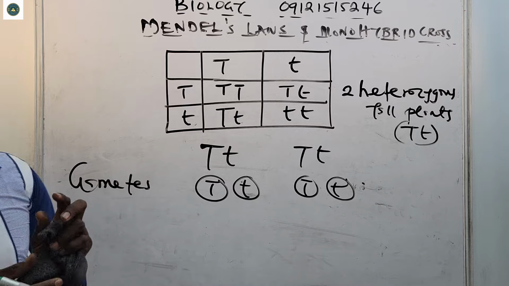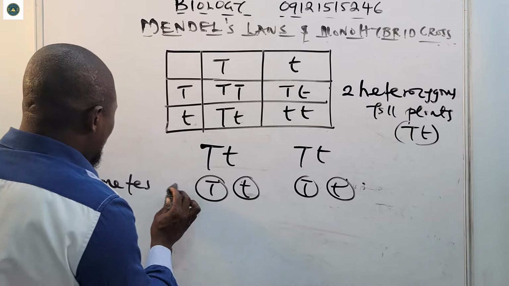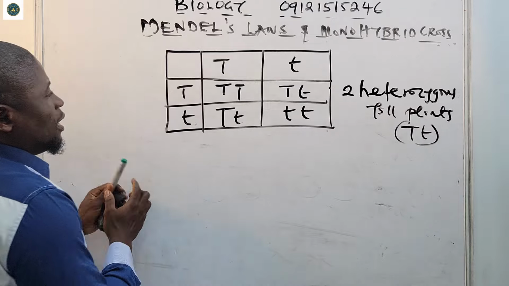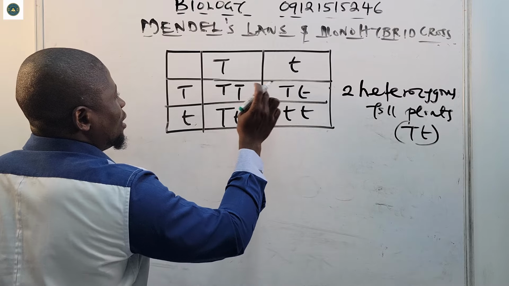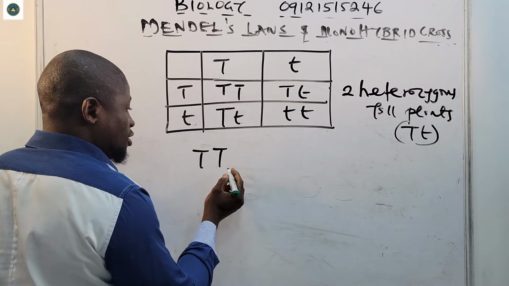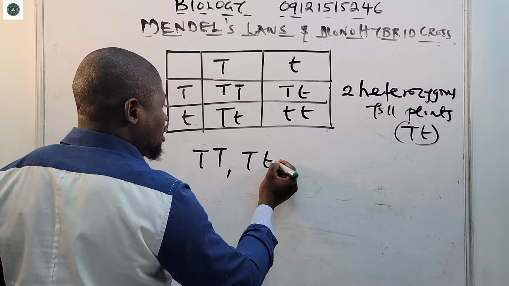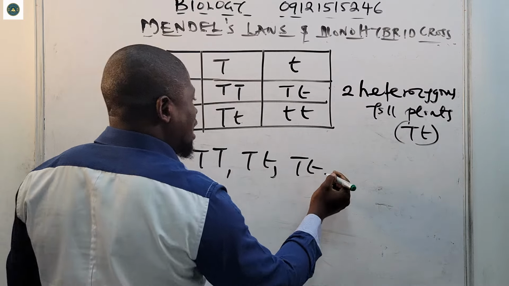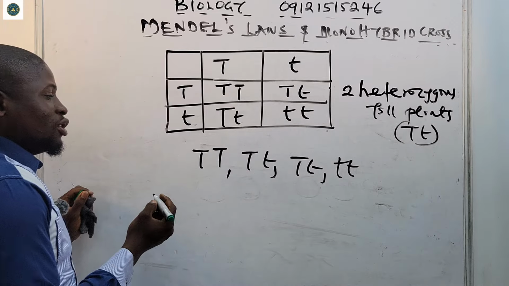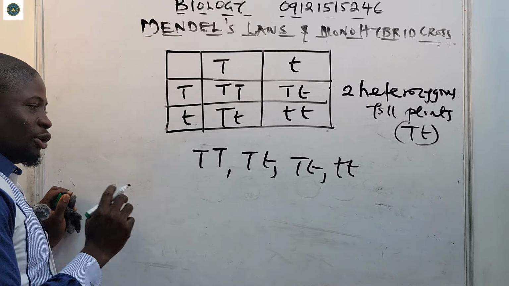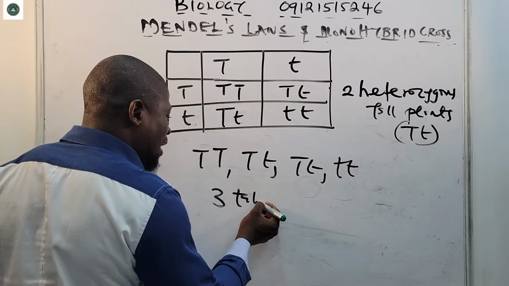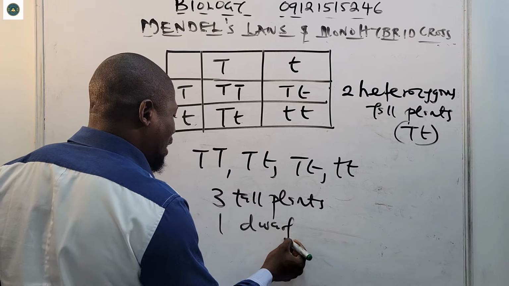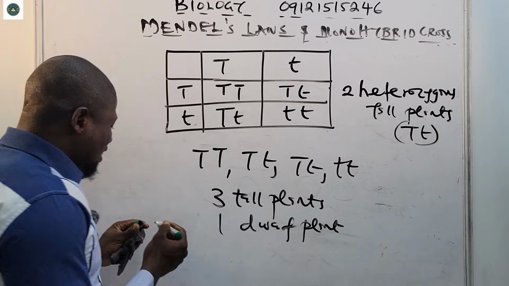So what do we observe, all right? So from our Punnett Square, what do we get? What do we see? How many tall plants are here? 1, 2, 3. TT is a tall plant, isn't it? Tt is a tall plant again. Tt is a tall plant again. Then now we have tt, which is what? Short plant. Okay, so now what is this showing us? We're having 3 tall plants, then 1 dwarf plant.